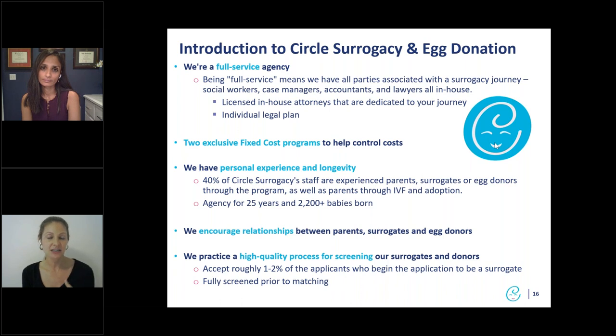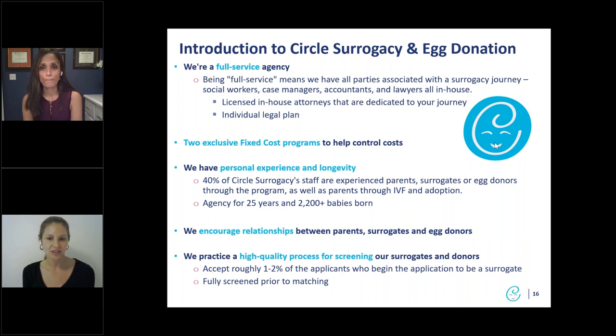The price of surrogacy can really vary depending on whether or not you need to try multiple transfers, if your carrier has a miscarriage, travel costs, et cetera. And that can actually be a really stressful piece of this puzzle. So at Circle, we have an exclusive fixed cost program that guarantees a single price for you, which can help you really financially plan and protect your investment.